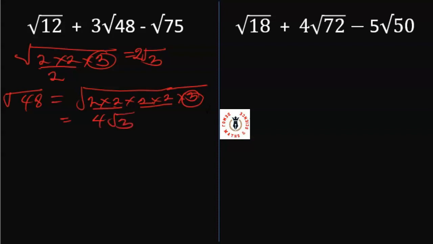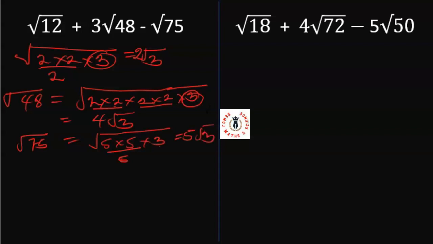Now the last one is the root of 75. The root of 75 is the same thing as 5 times 5, that's 25, times 3. Now if you look at this, the root of 25 is 5. That means I'm left with 5 root 3.